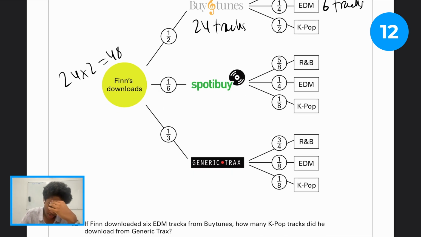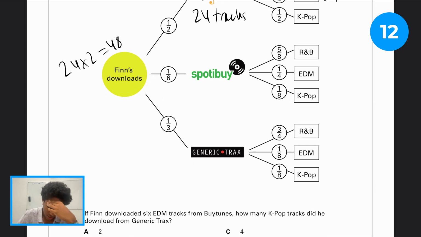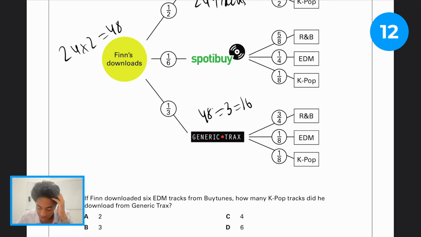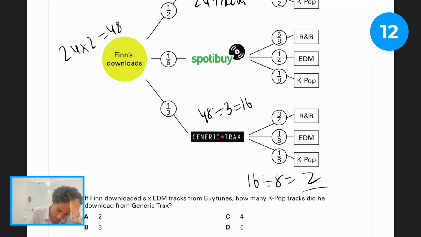If he's downloaded 48 tracks and a third of them are generic tracks, that means 48 divided by 3. This is how many generic tracks he downloaded. And if he downloaded 1/8 of the generic tracks for K-pop, that means 16 divided by 8. This is the number of K-pop tracks he bought from generic tracks.